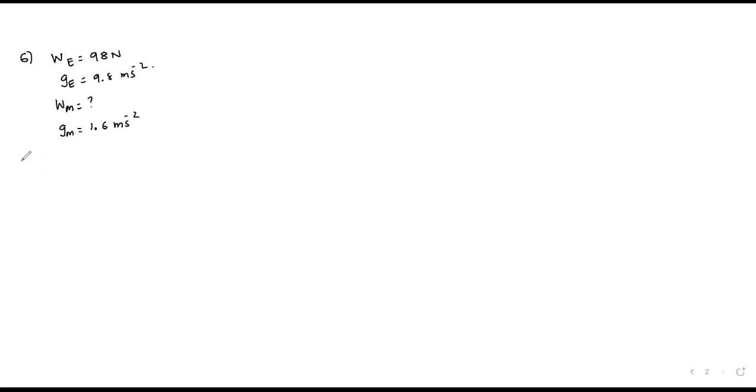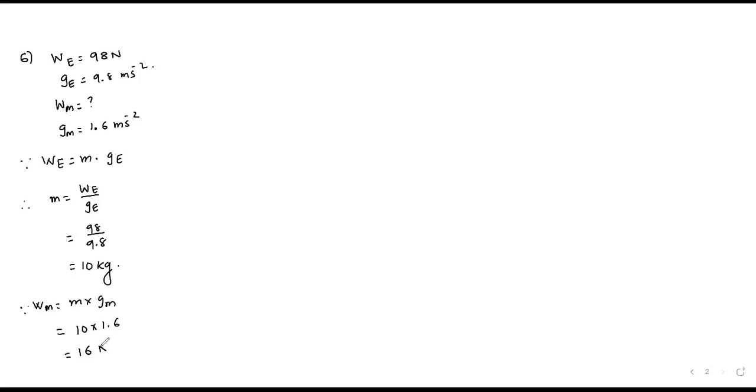Okay. Now first of all, what we write here: weight on Earth is equal to M into g of Earth. So from this I can write mass is equal to weight on Earth upon g on Earth. Weight on Earth is 98 upon 9.8, which is equal to 10 kg. Mass is 10 kg. Now next part, weight on Moon. Weight on Moon is equal to M into g. It is 10 into 1.6, which is 16 Newton.